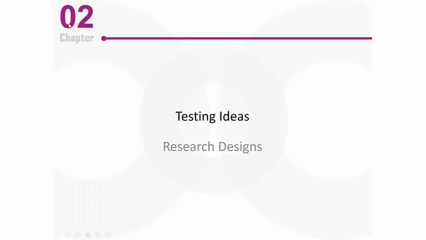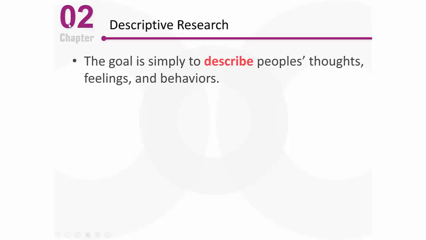Let's continue to talk about social psychological research, but this time let's talk about how we would test our ideas, specifically via different research designs. We're going to talk about 3 different research designs: descriptive research, correlational research, and experimental research.